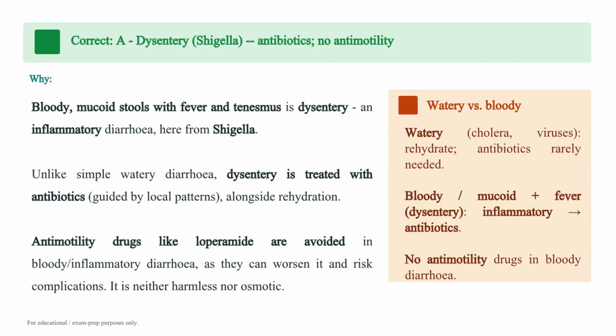The answer is A, dysentery. It needs antibiotics and no antimotility drug. Bloody mucoid stools with fever and tenesmus is dysentery, an inflammatory diarrhea, here from Shigella. Unlike simple watery diarrhea, dysentery is treated with antibiotics, guided by local patterns, alongside rehydration. Antimotility drugs like loperamide are avoided in bloody diarrhea because they can worsen it and risk complications. It is neither harmless nor osmotic.